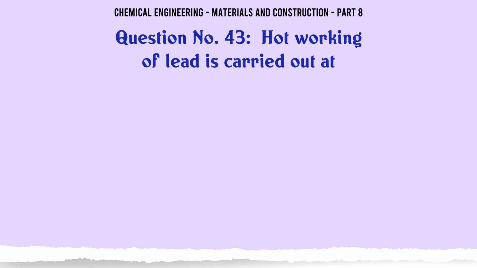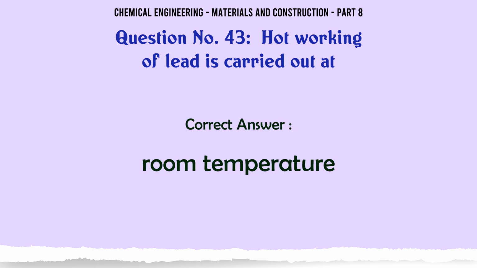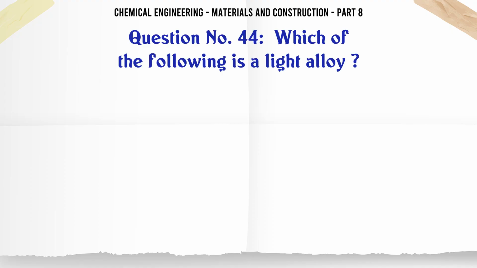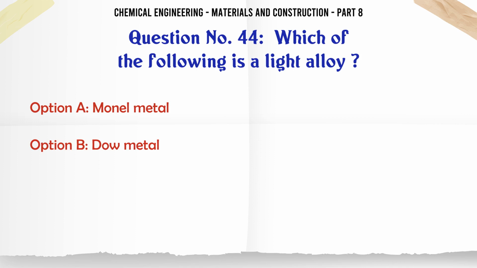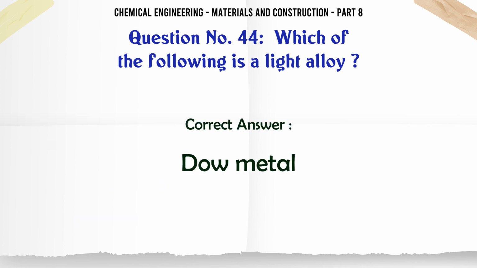Hot working of lead is carried out at A. 75 C, B. 373 K, C. 150 C, D. Room temperature. The correct answer is room temperature. Which of the following is a light alloy? A. Monel metal, B. Do metal, C. German silver, D. Babbitt metal. The correct answer is Do metal.